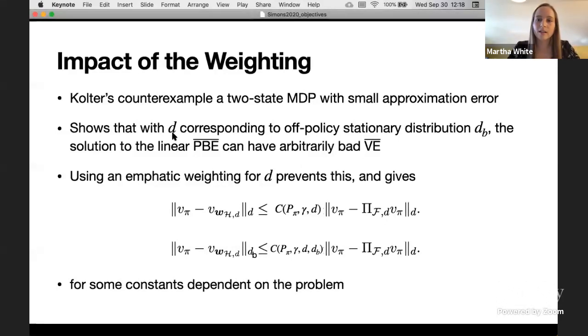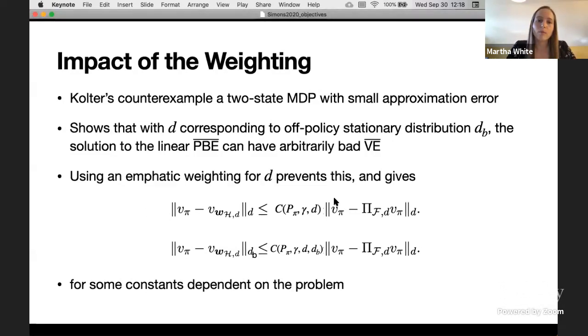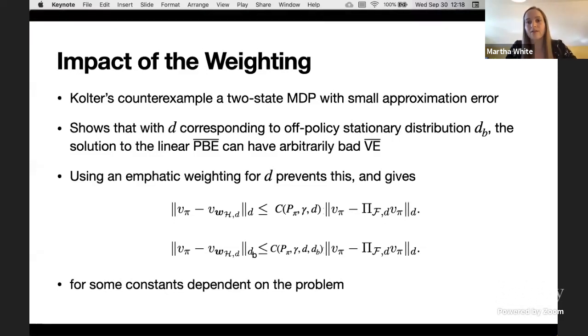So what this is telling us is that just saying it's probably okay if I just use the stationary distribution for the behavior policy, well, the answer is it might not be okay. It might actually be really, really bad. But one thing we can do is, there's this work on emphatic weightings. Lee Hong mentioned them, where we can actually make some guarantees that we will have these nice bounded constants here, and we will have an upper bound on the value error for our mean-squared projected Bellman error solution if we use a different weighting.